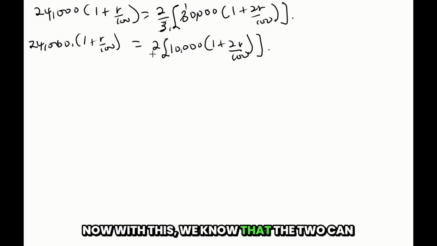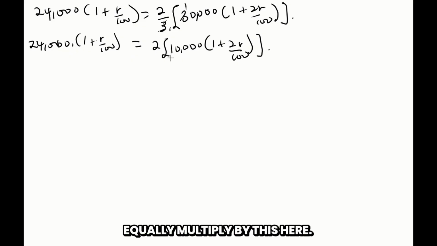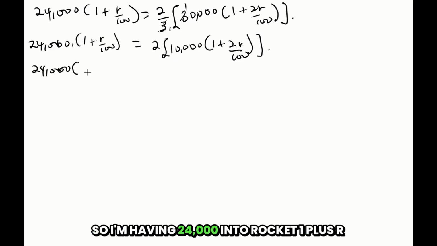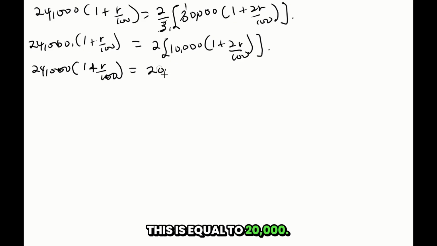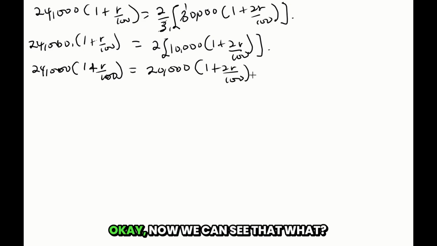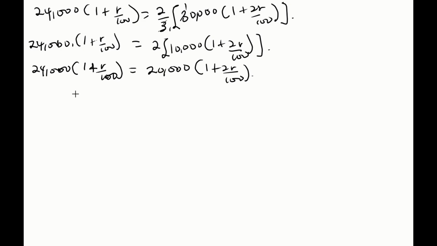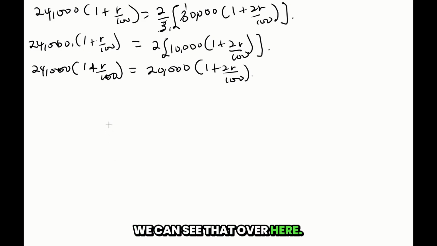Now with this, we know that the 2 can equally multiply what is here. Then we can cancel out fully. So I'm having 24,000 into bracket 1 plus R over 100 is equal to 20,000 into bracket 1 plus 2R over 100. Now we can see that over here this is 20,000 and this is 24,000. So what can cancel over here? 4,000 can cancel quickly.